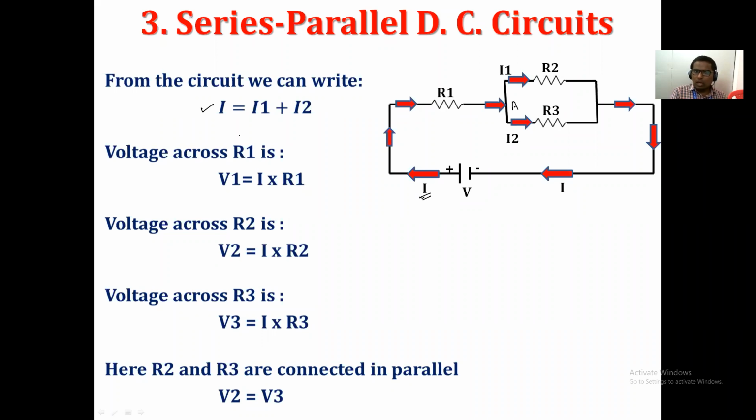Again, at point B, the I1 current and I2 current come together, so what value of current should go out from point B? It is nothing but I, because I1 plus I2 is nothing but I. Get my point? So we can write the formula for the total current as I1 plus I2. Now, my question is, what value of current flows through R1?